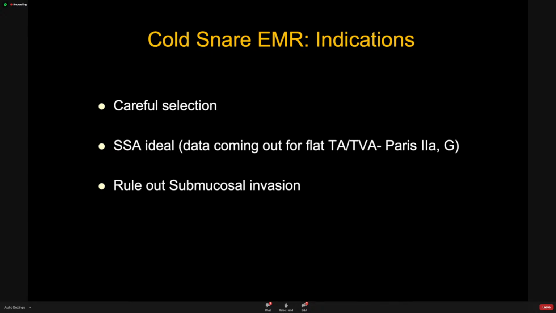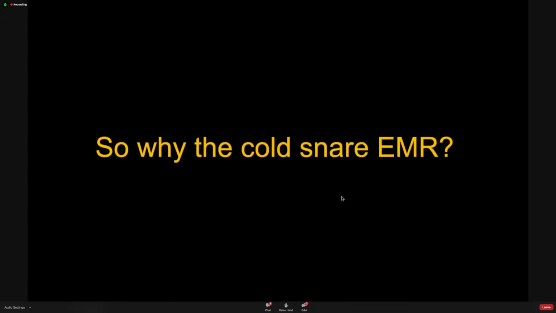It's ideal for sessile serrated lesions, as Professor Kim showed in his presentation. But there's more data coming out now for lesions which are flat, especially if they have a Paris type 2A granular type morphology. And obviously, as in most cases, it's very important to rule out submucosal invasion, and that's where advanced mucosal imaging comes into play. So I'll go through why cold snare EMR.